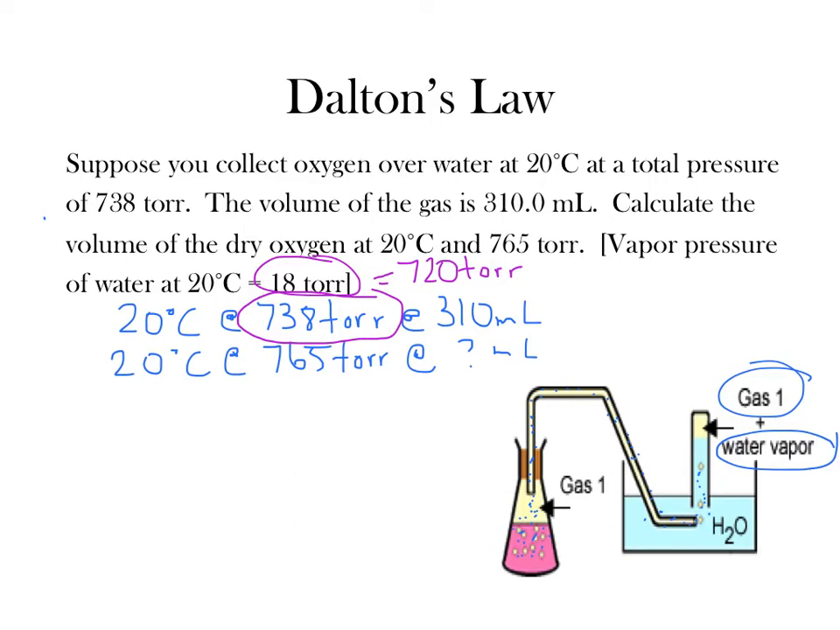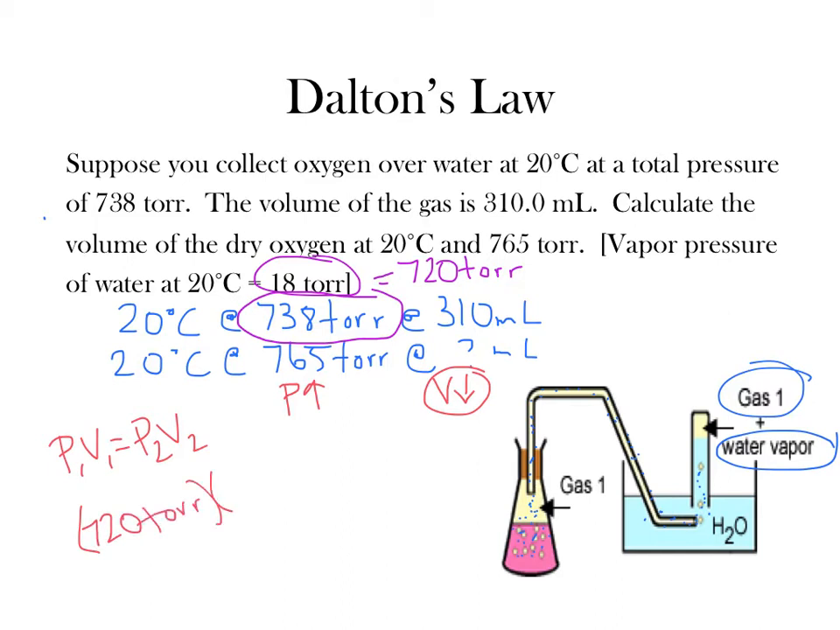Now I've got a gas law problem. Notice my temperature is constant, my pressure increases. What should happen to volume? If pressure goes up, volume should go down. We have P1V1 equals P2V2. Let's plug them in. Make sure you're using 720 torr, not 738 torr.